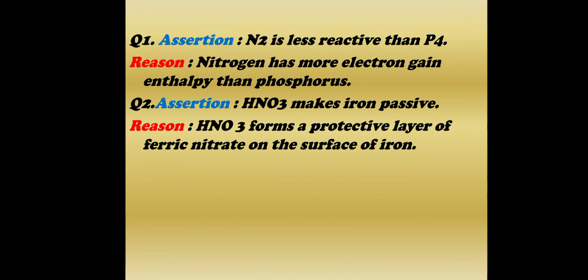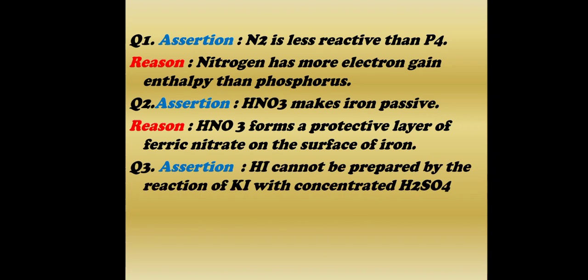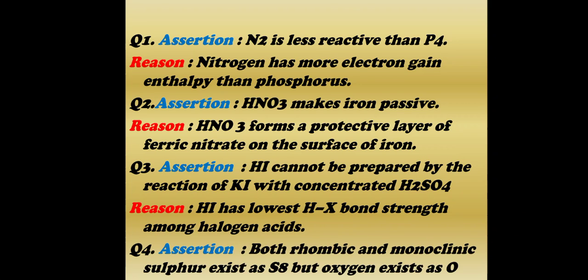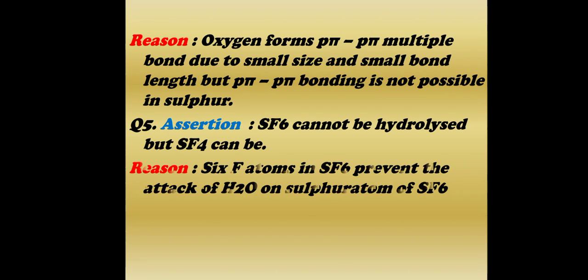So for example, assertion: nitrogen has more electron gain enthalpy than phosphorus. HNO3 makes iron passive. Reason: HNO3 forms a protective layer of ferric nitrate on the surface of iron. So there are different types, questions 3, 4. So you need to find their answers.